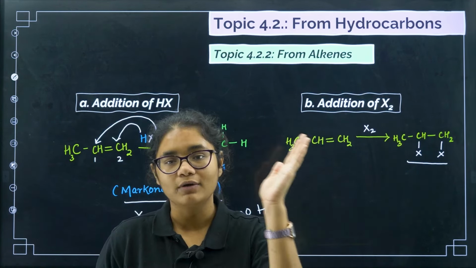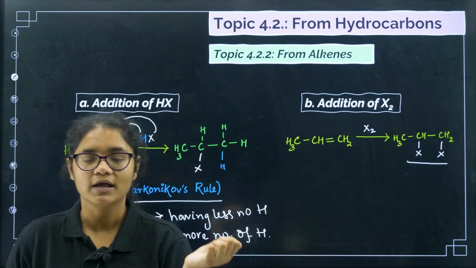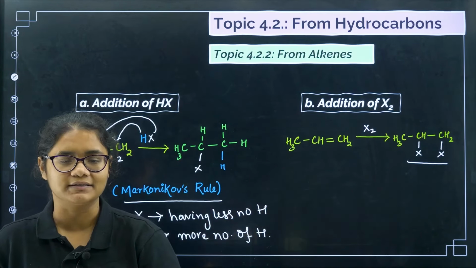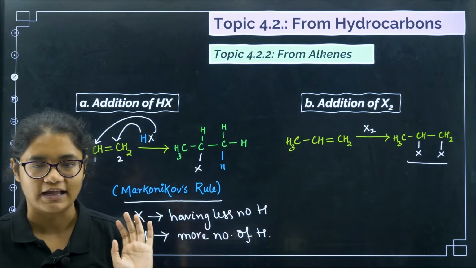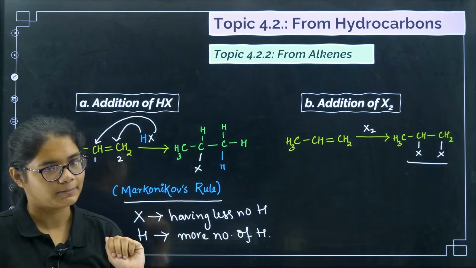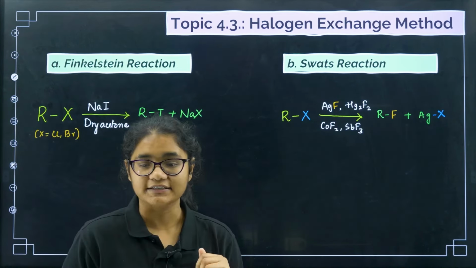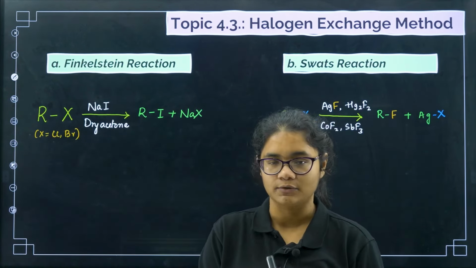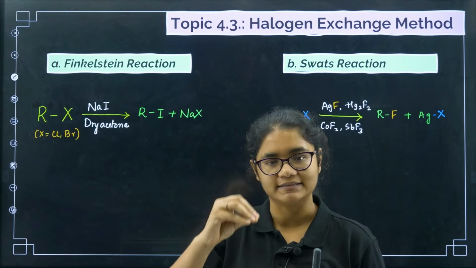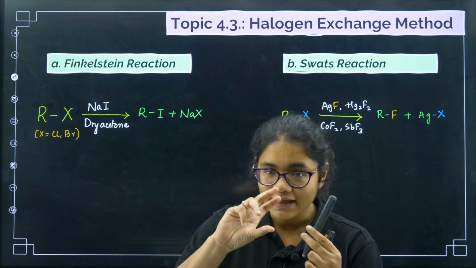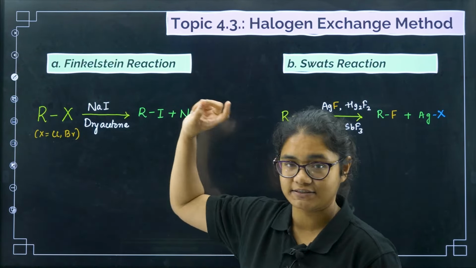Right. Now coming to alkenes. Under alkenes we have addition of HX, so it follows Markovnikov's rule, and we have addition of X2. This is very simple addition reaction. Double bond will go off and two halogens will be attached. Clear this method of preparation? Now coming to halogen exchange method. In halogen exchange method what happens? The reactant itself is a haloalkane, and the halogen part is just exchanged. So under this we have two name reactions, very important.